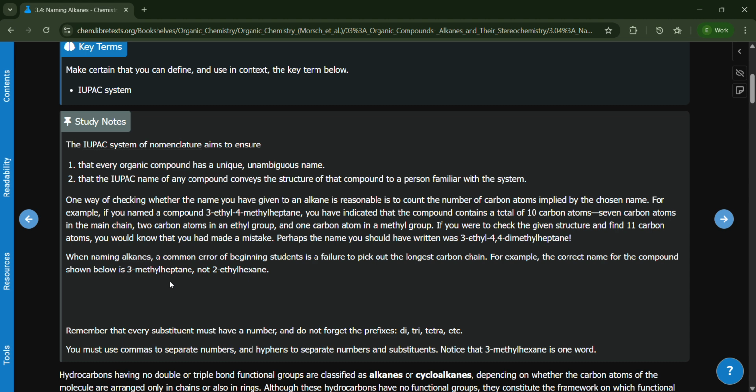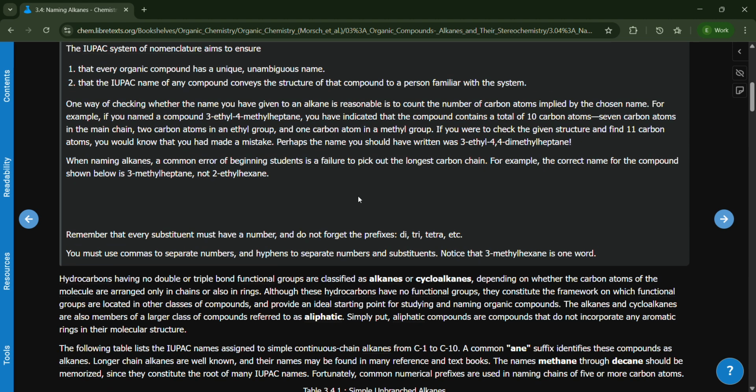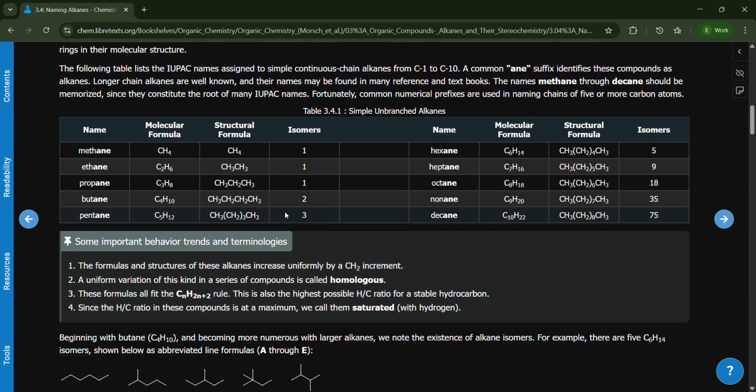When naming alkanes, a common error of beginning students is a failure to pick out the longest carbon chain. For example, the correct name for the compound shown below is 3-methylheptane, not 2-ethylhexane. Okay. The following table lists the IUPAC names assigned to simple continuous chain alkanes from C1 to C10. A common "-ane" suffix identifies these compounds as alkanes. Okay, so this is the generalized version.